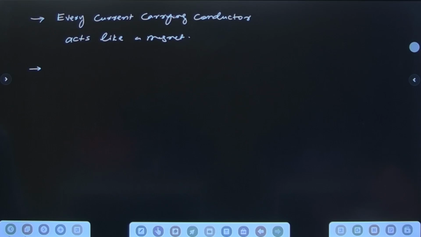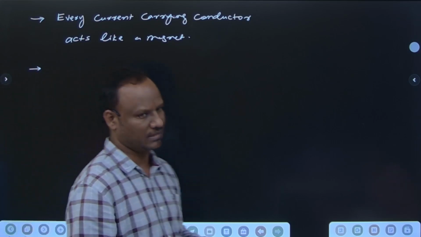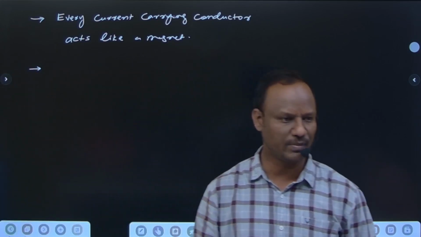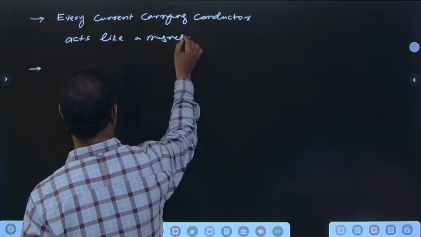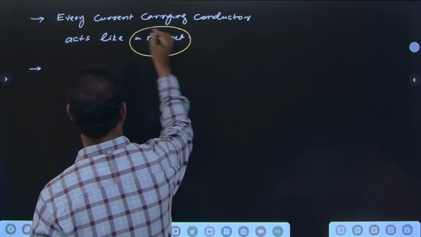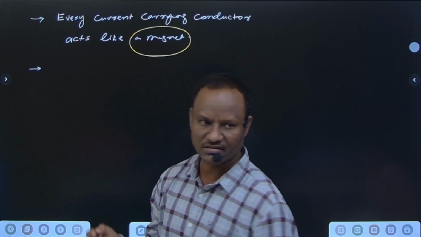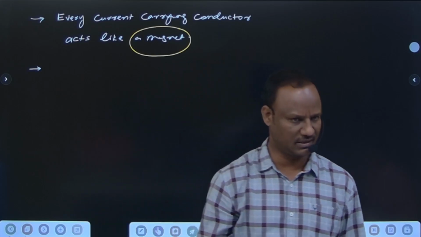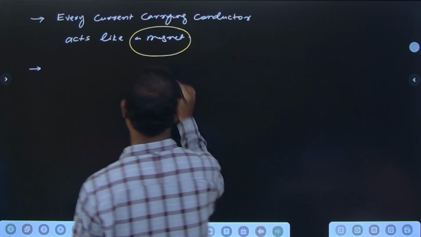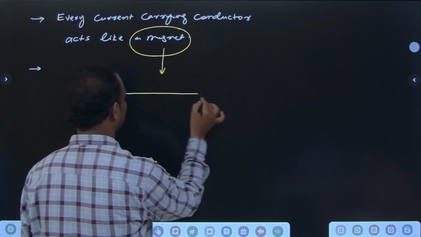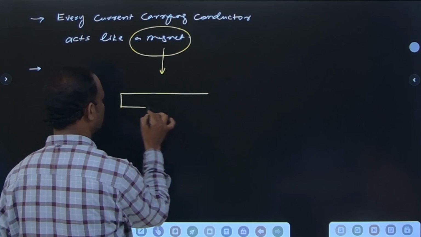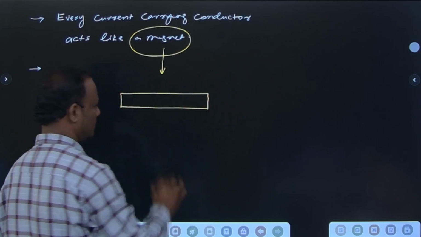After this Oersted experiment, it makes us learn about this: a current carrying conductor acts like a magnet. Let me explain what a magnet is. The first thing is that a magnetic substance is different from a magnet. When you speak about a magnet, different shapes of magnets are there. This is the magnet.